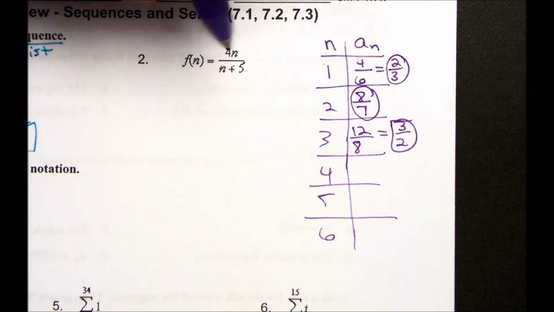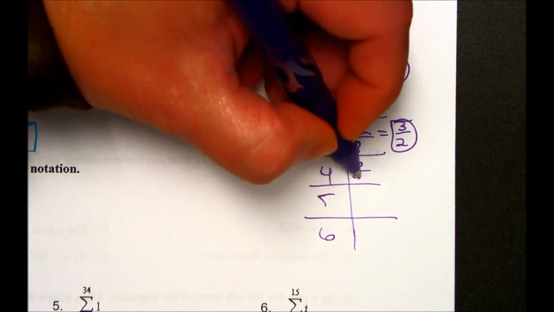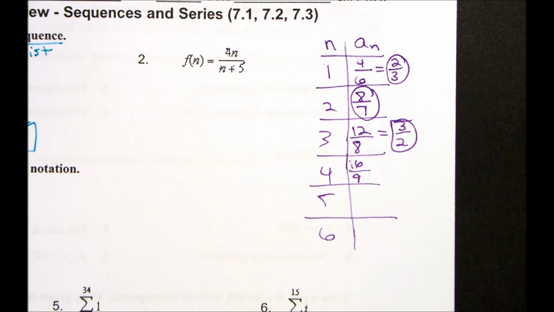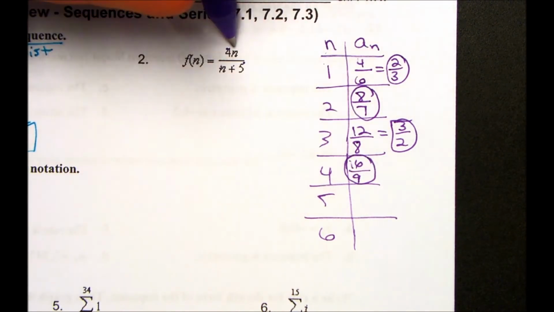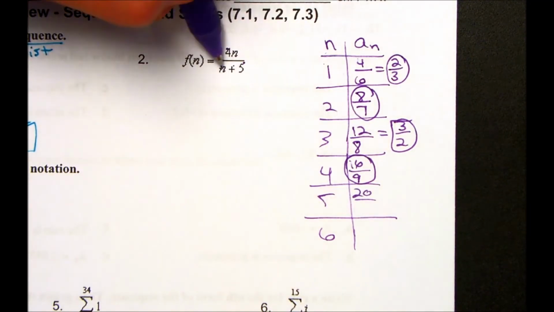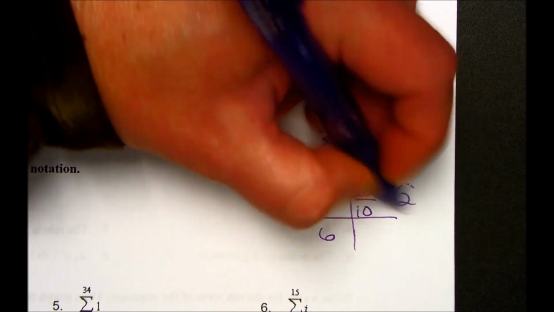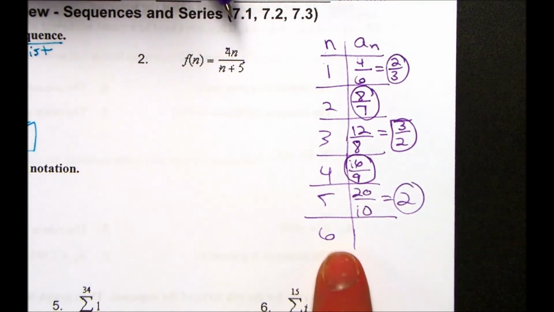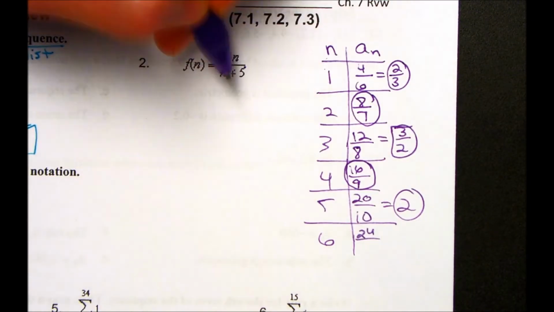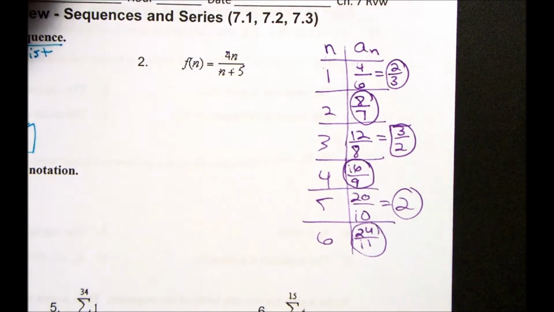Substitute 4. 4 times 4 is 16. 4 plus 5 is 9. That one cannot be reduced, so that's the fourth term in my sequence. Substitute 5. 5 times 4 is 20. And then 5 plus 5 is 10. We can simplify that to just 2. Now substitute 6. 6 times 4 is 24. And then 6 plus 5 is 11. That cannot be reduced, so that's my last term.